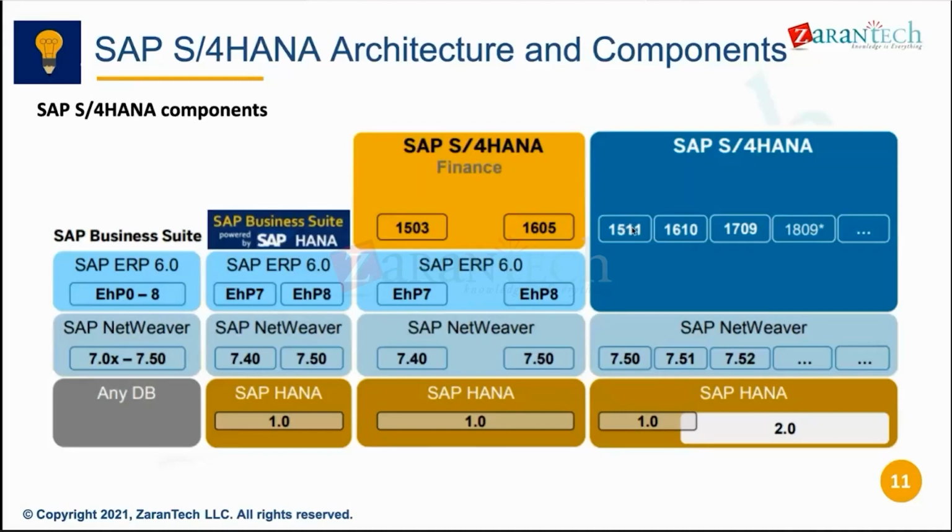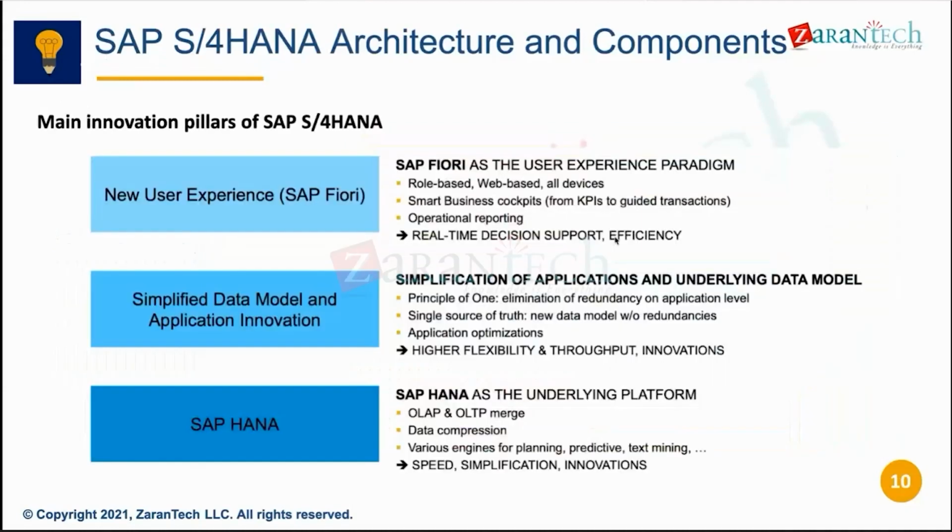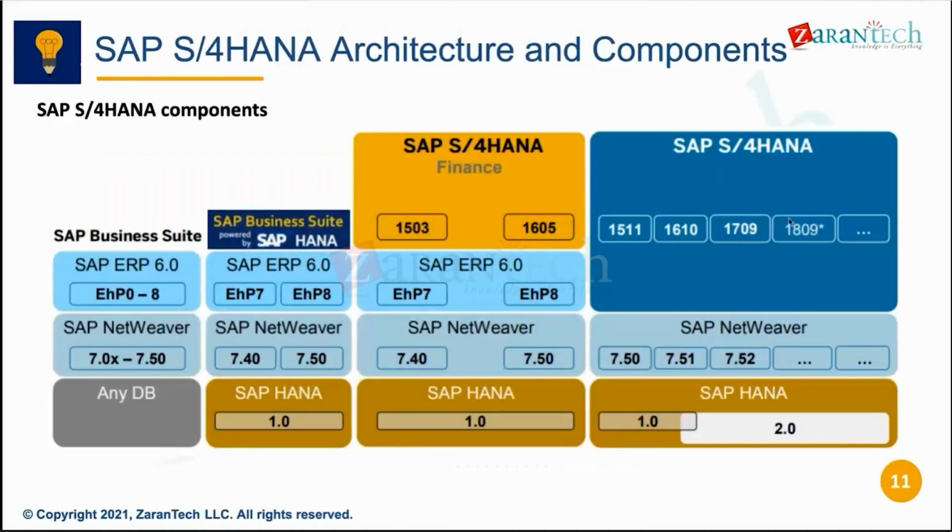Okay. So can anybody tell me what is this 1511, 1610, 1709, 1809? How do they name it? Can you tell me? When I say year and the month, year 2015 and November.